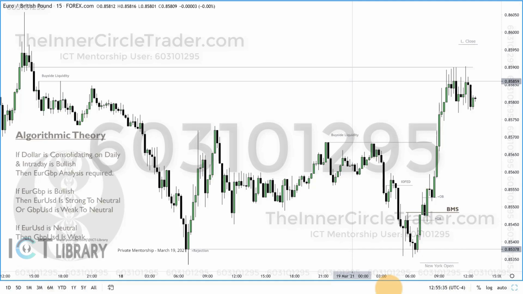So we have gone through algorithmic theory to ferret out which pair has the largest magnitude price move, which one is unlikely to have a big move, and that's being euro dollar, and that makes the pound dollar the better day trade as a short.